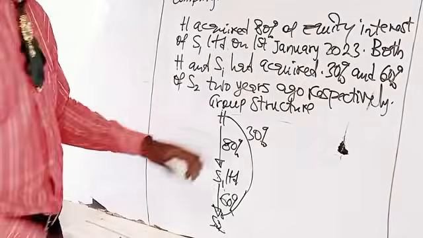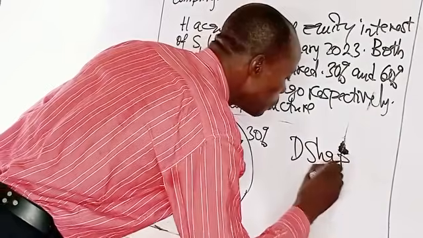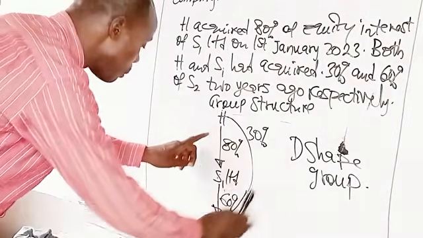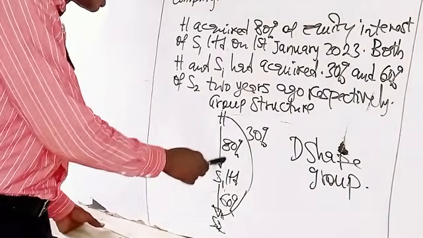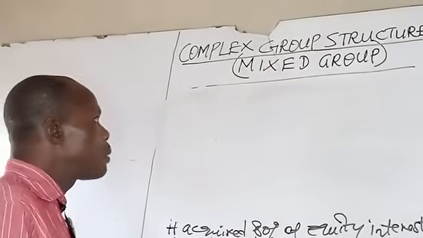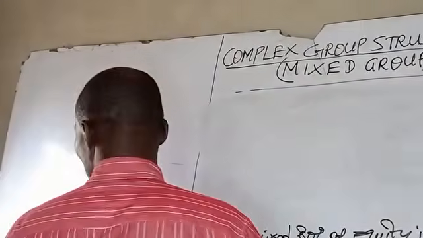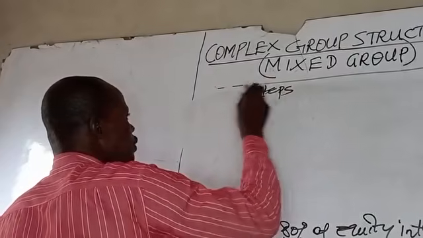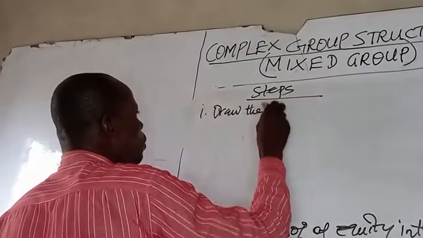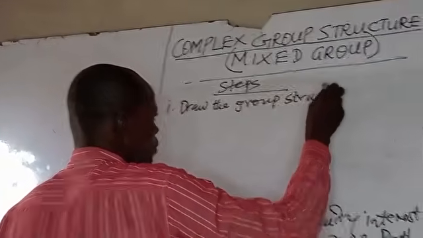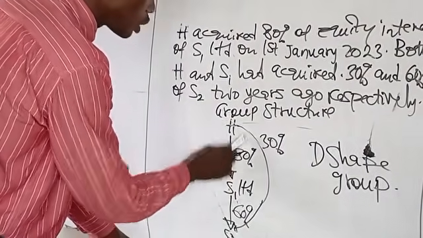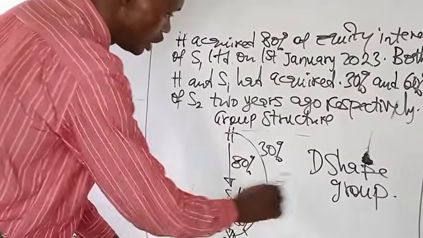Another word for mixed group is D-shape group structure. If you look at this shape, it is in the form of the letter D. That is why mixed group can also be called D-shape. What are the steps for solving problems involving mixed group? Step number 1: draw the group structure. In my previous illustration, I've drawn the group structure. This type of diagram is called the group structure, the diagram for a mixed group, D-shaped group.